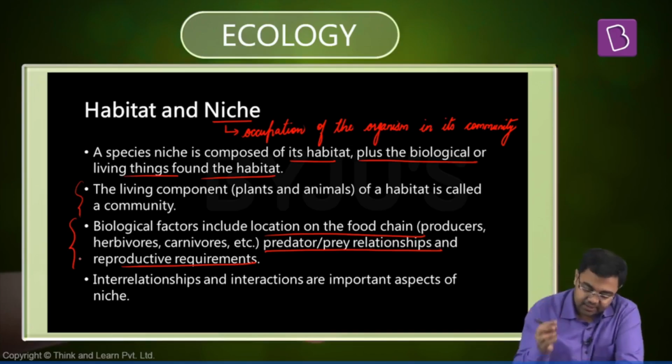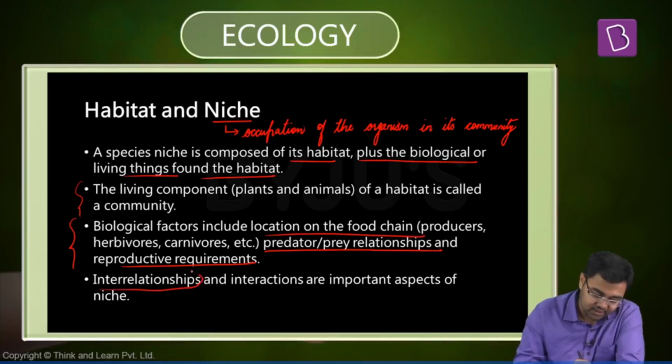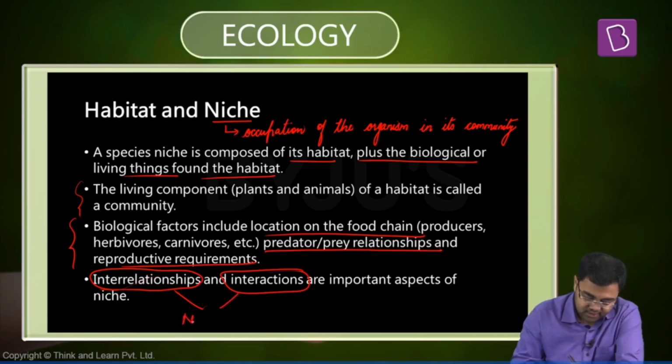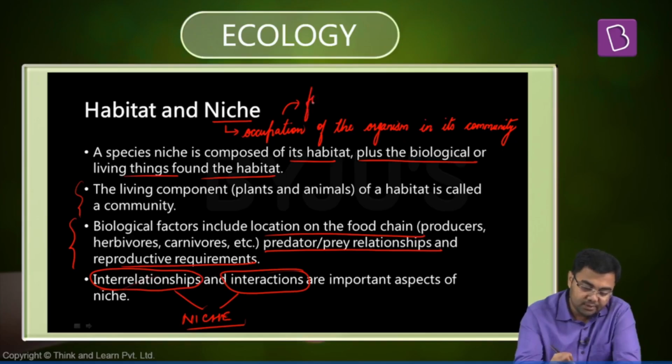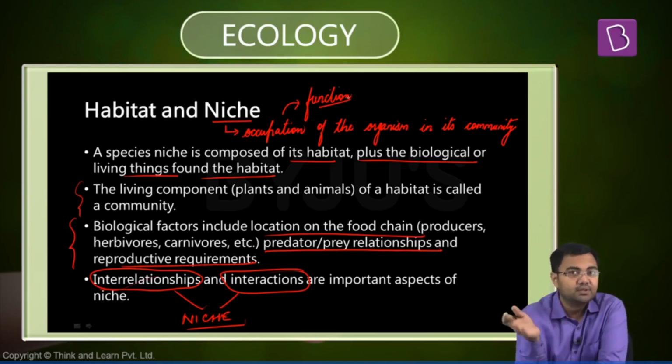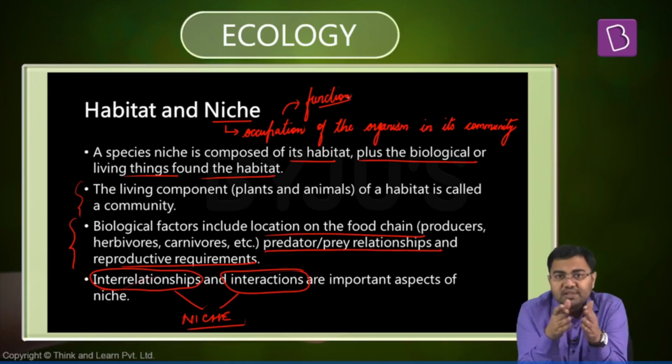So interrelationships and interactions are important aspects of niche. Interrelationship and interaction, these are the two key words which are associated with niche. Please remember this. So in other words, occupation, you can also say that it is the function of the organism in the ecosystem. So all these organisms will have their own roles. Apart from that, the temporal conditions that are there, for example, the cycle of day and night, the seasonal cycles, these also define the niche of an organism.